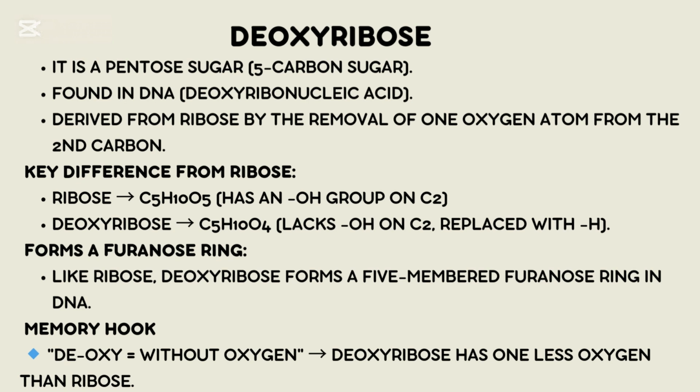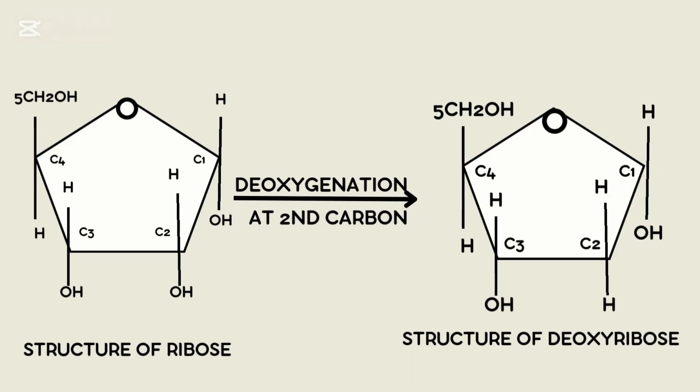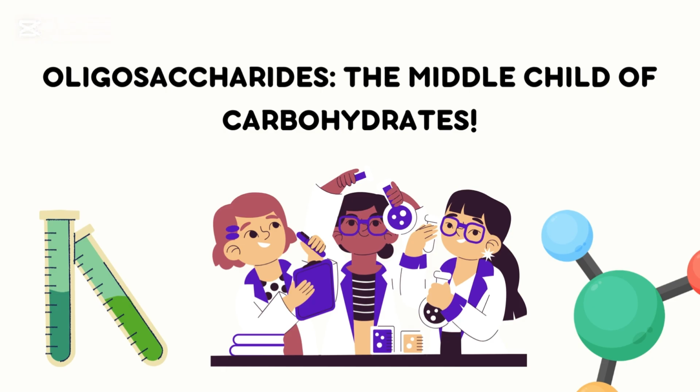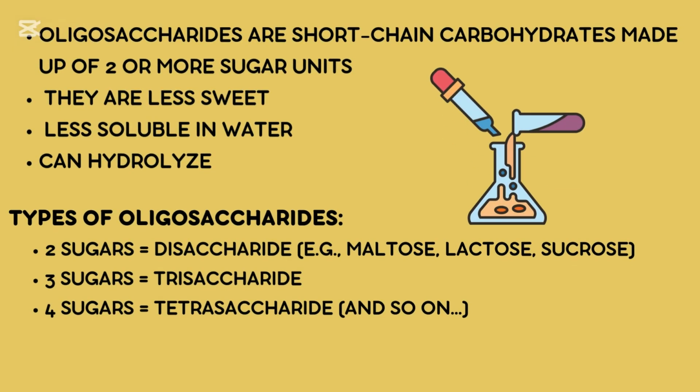Like ribose, deoxyribose forms a 5-membered furanose ring in DNA. Memory hook for students: Deoxy, T without oxygen. Deoxyribose has 1 less oxygen than ribose. Oligosaccharides, the middle child of carbohydrates. Oligosaccharides are short-chain carbohydrates made up of 2 or more sugar units, but not as long as polysaccharides.